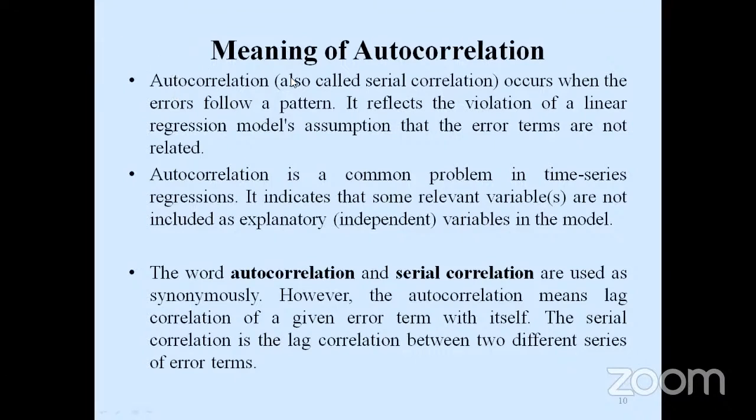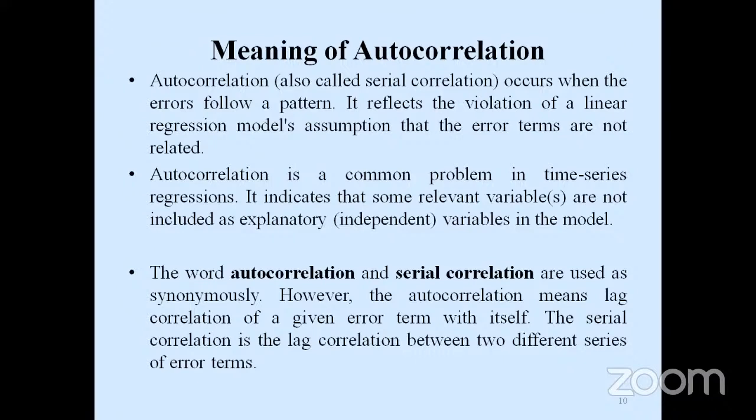So, the meaning of autocorrelation. Autocorrelation is also called serial correlation. It occurs when the error follows a pattern. It reflects the violation of a linear regression model assumption that error terms are not related. That is, autocorrelation is a common problem in time series regressions. It indicates that some relevant variables are not included as explanatory variables. Explanatory means, as I said, independent variables in the model.